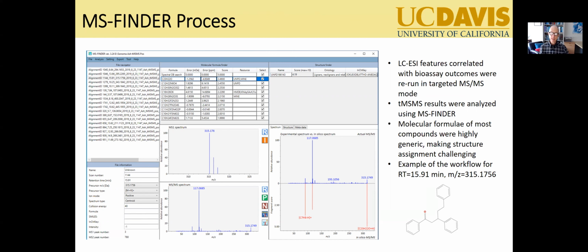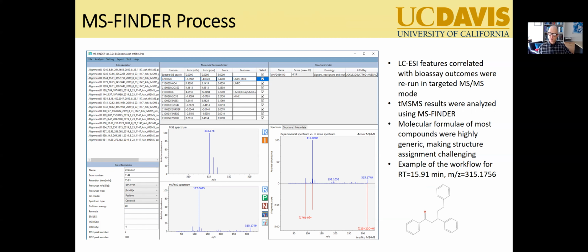But I wanted to spend at least a couple minutes talking about how we do the non-target in silico annotation using MS Finder. So we took our features, which were correlated with bioassay outcomes or were selected by the elastic net regression procedure, and we went back and tried to do targeted MS-MS experiments on all of them. We got a fairly low coverage of successful targeted MS-MS experiments, however, because there's low abundance of some of these things, and it's hard to get enough fragment abundance.